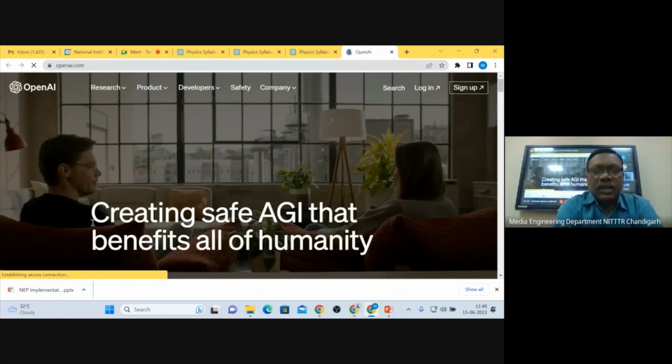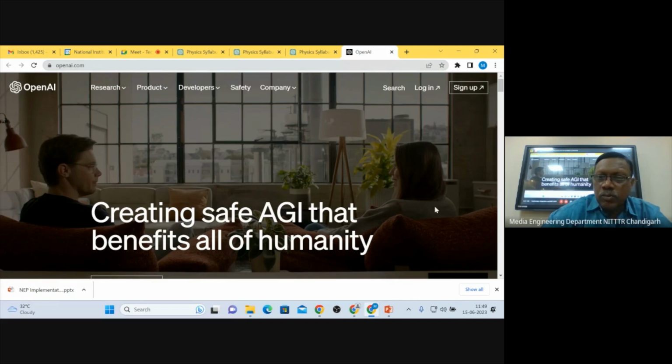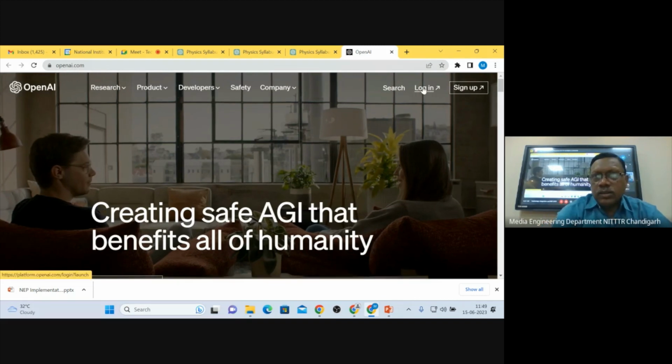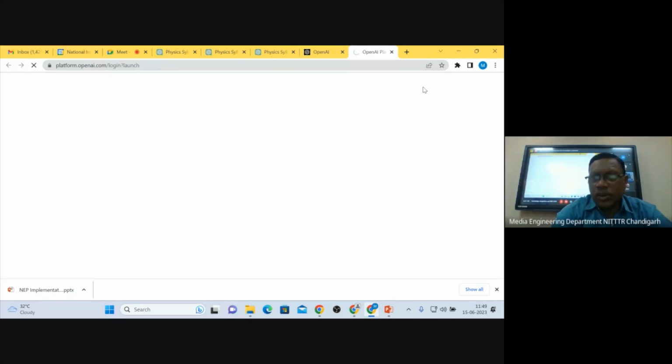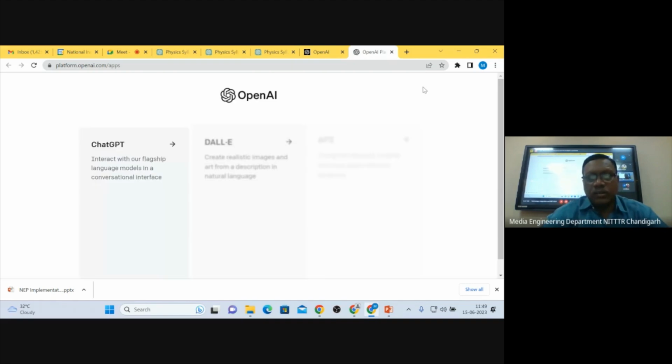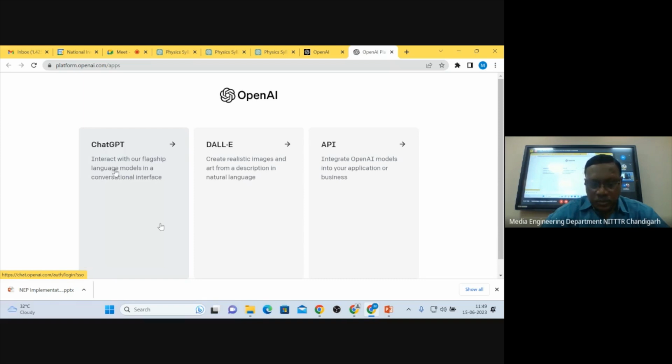So what exactly do you have to do here now? I showed you openai.com is the site. Once you go there, go for a login. So the first stage is to create your login. Then if you see here, this ChatGPT you are clicking is the OpenAI that we will be using, but this DALL-E is a realistic image generator, and there is integration of OpenAI models into the applications of business, all those things. But basically we are now chatting.